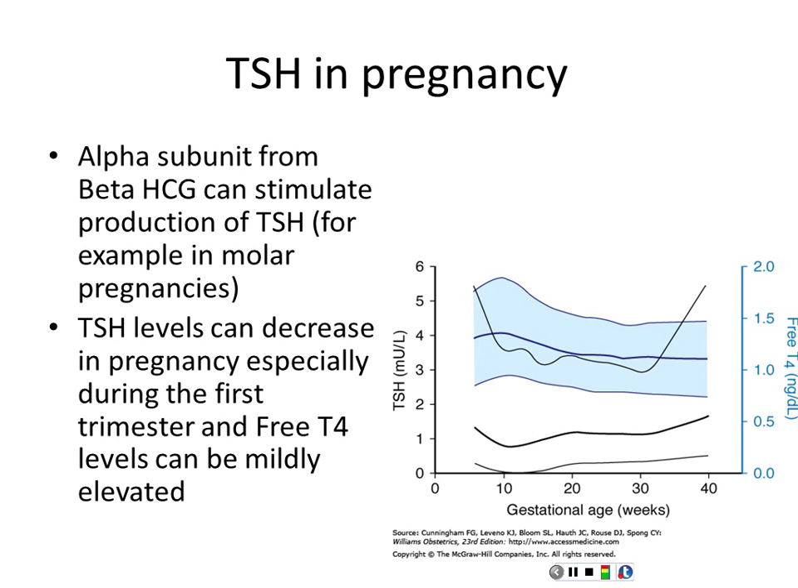So TSH levels can decrease in pregnancy, especially during the first trimester, and free T4 levels can be mildly elevated. This graph just shows the TSH in black, with the 50th and 95th percentiles. There's a decrease and ultimately a big increase. And the free T4 levels again follow somewhat the TSH production, although not exactly.